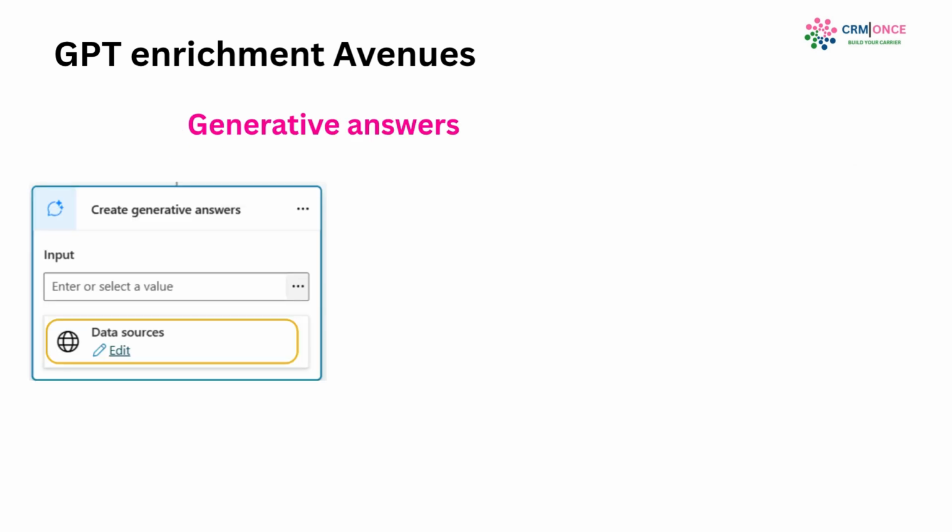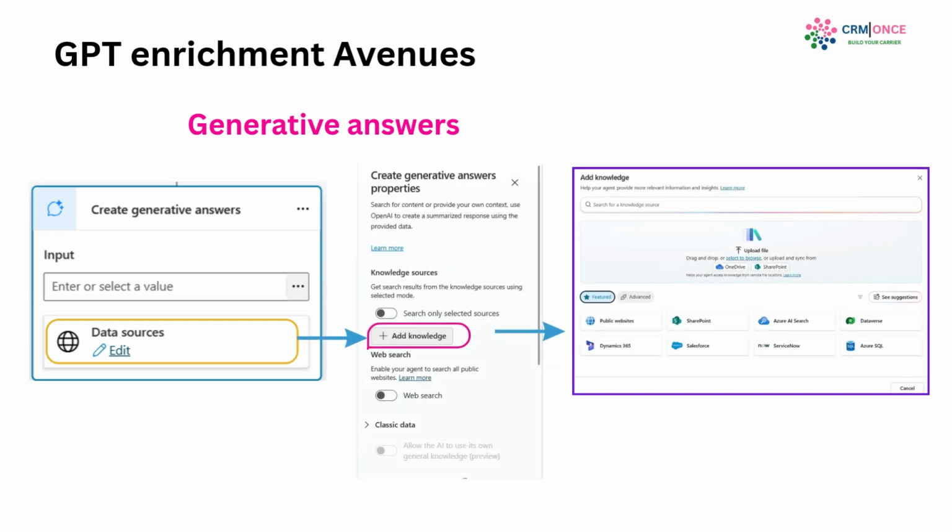3. Generative answers with GPT. A major leap in capabilities is the Generative Answers feature powered by GPT. You can connect your bot to multiple data sources like SharePoint, Dynamics 365, Azure AI Search, and more. Add knowledge via Add Knowledge, and Copilot will summarize or answer questions using OpenAI's generative model. You can also enable web search or bring your own trained GPT model via Azure OpenAI, letting your bot generate dynamic responses from external content.